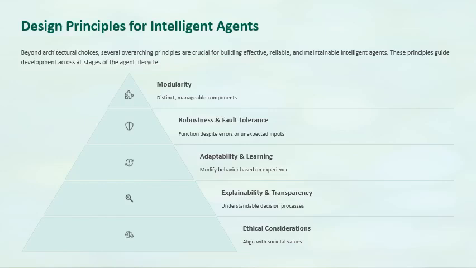Can humans understand why it made a decision? Crucial for trust, accountability, debugging. Some architectures make this easier than others. That makes sense. And finally, security and privacy. Protecting the agent, protecting the data it uses, super important, especially with sensitive info like healthcare data. Agents can open up new security risks.